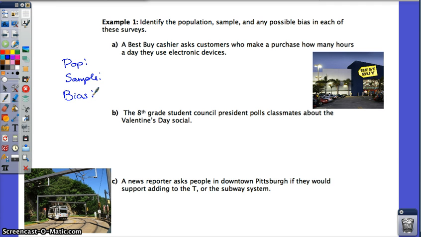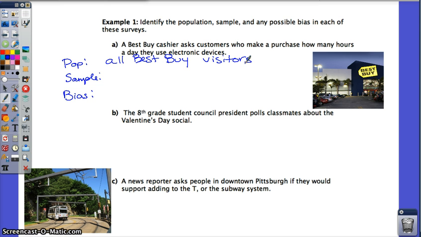So the Best Buy cashier asks customers who make a purchase how many hours a day they use electronics. Who is everybody that has a chance of being asked? Well, I would say the population would be all Best Buy visitors. I'm not even going to say customers, because if they walk in the store, they kind of have a chance of getting asked. So anybody who walks into Best Buy is part of the population.